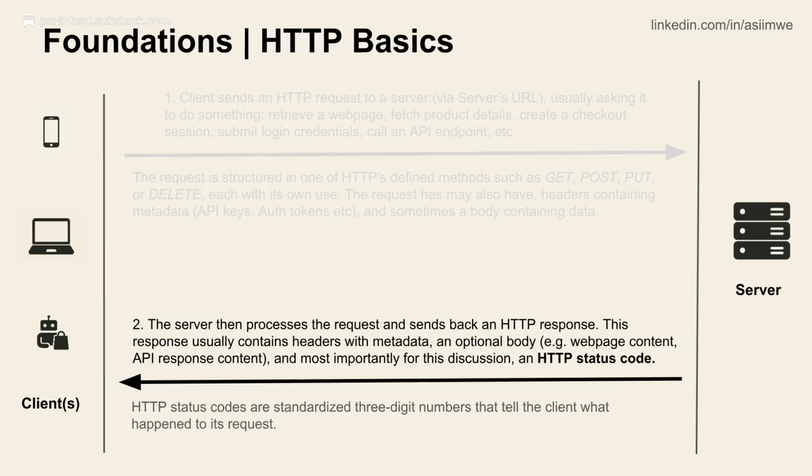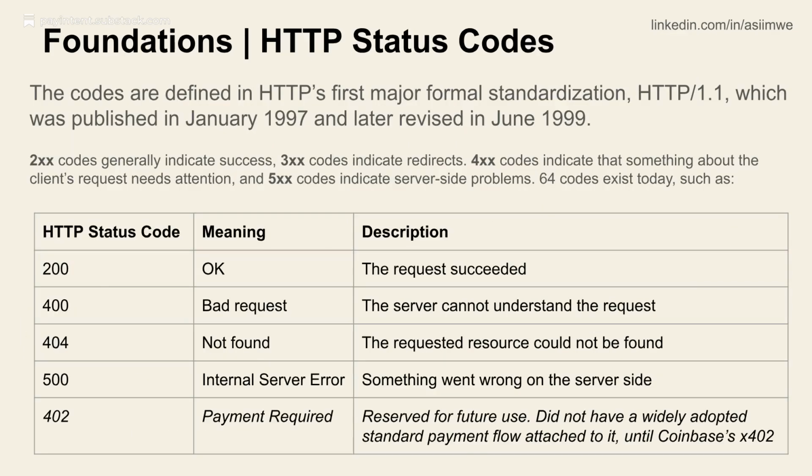But what is really important in the response is something called the HTTP status code. This is a standardized 3-digit number that tells the client what happened with its request. These status codes were defined in HTTP's first major standardization in 1997. If you've been using the internet long enough, you've surely seen these common status codes. 200 means OK. Everything went well. 404 means the resource you requested could not be found. 500 means something went wrong at the server.